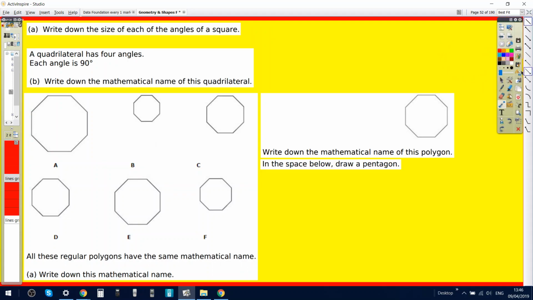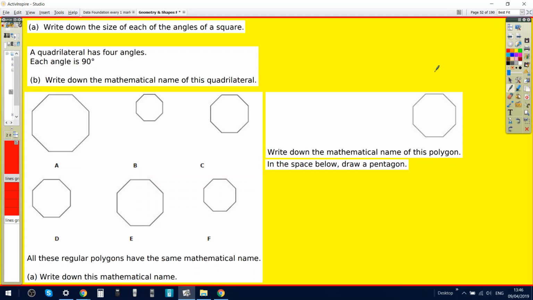Okay, top 1A. Write down the size of each angle. Square. Each angle in a square would be 90 degrees. Correct.